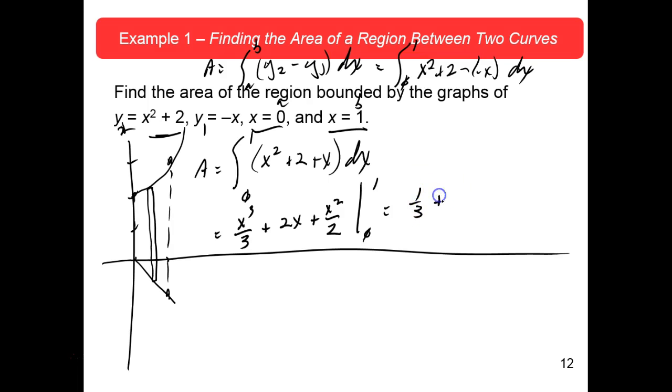1/3 plus 2 plus 1/2. I'll do the 0 part, 0. Okay, done. You don't have to worry with that one. Okay? And this would be 1/3 plus 1/2 is?